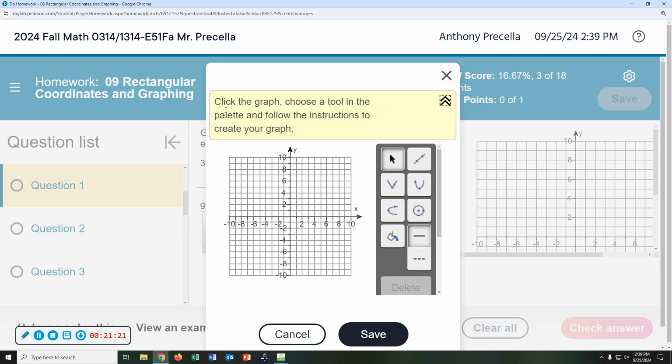You know it's going to be a line. So the first instructions: click the graph, choose a tool in the palette, and follow the instructions to create the graph. You need to choose a line tool. Look at that tool he's looking at right there. Use your bionic eye. I think that's a circle tool. We'll be seeing that in 2 assignments, okay?